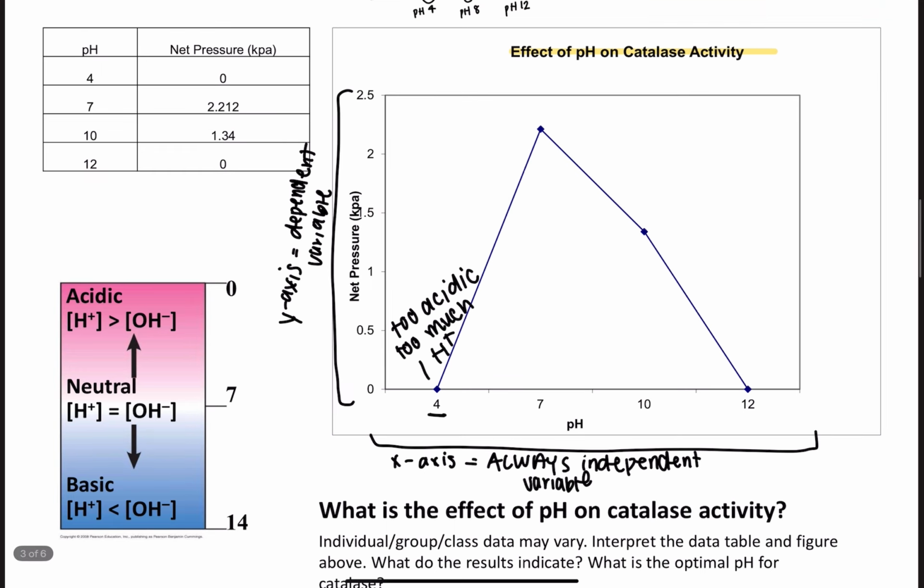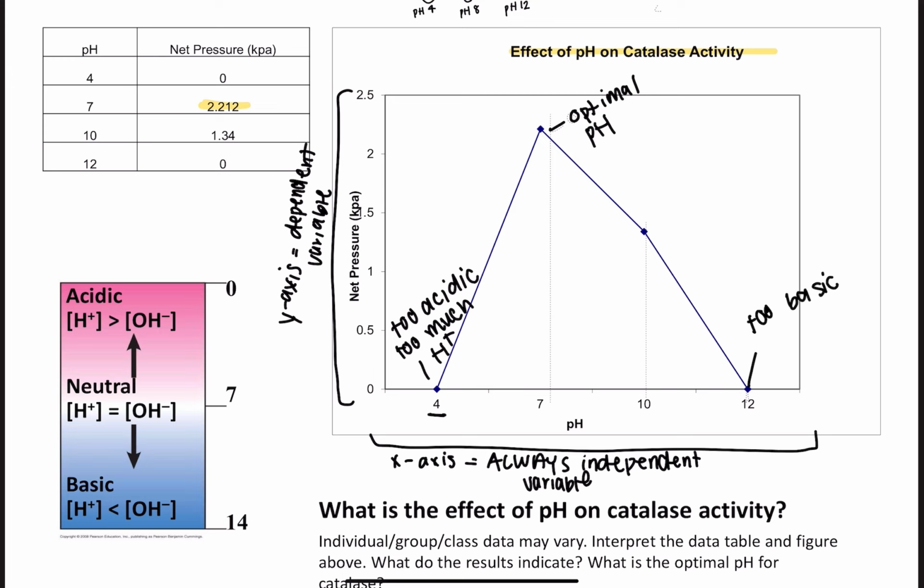When we move to pH 7, we actually see that we have the highest activity, and that gives us an activity of 2.212 kPa. That actually makes this the optimal pH. When we look at pH 10, we see that we still have activity, but it was reduced. And by the time that we get to pH 12, again, we have no activity. But this time we have no activity because it is too basic.